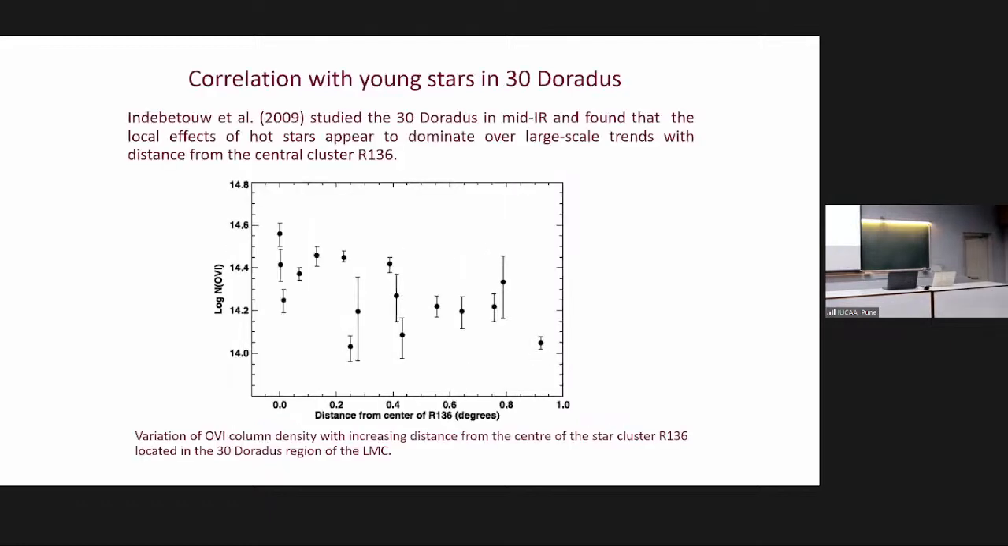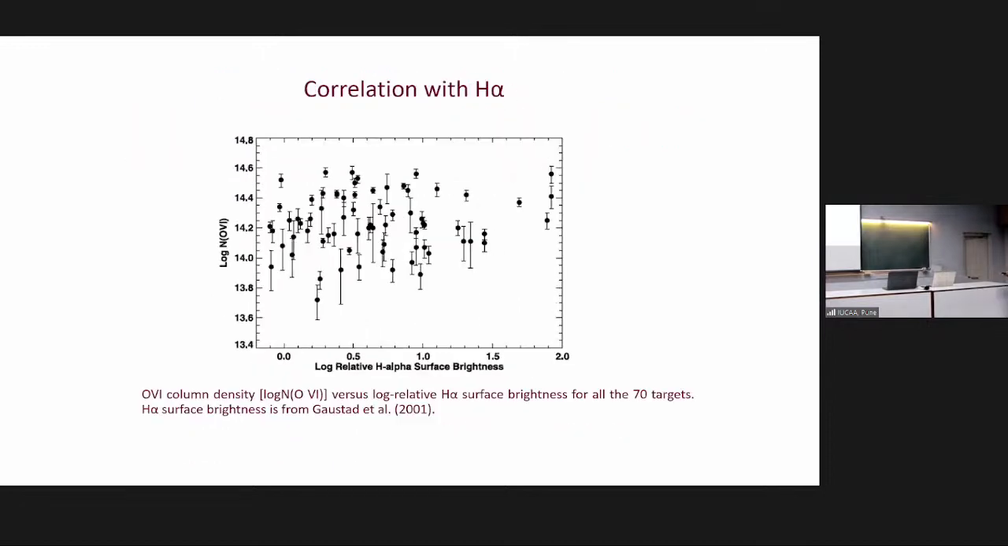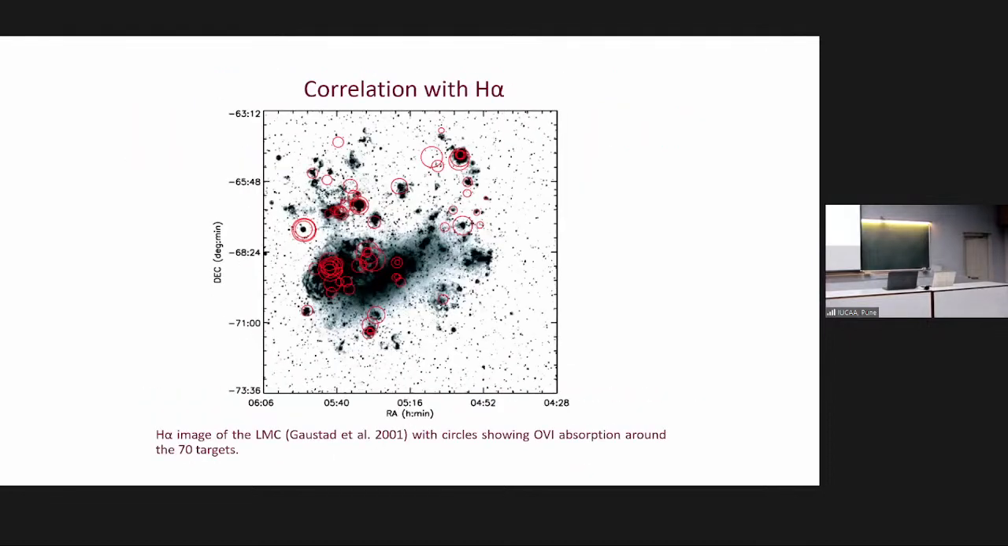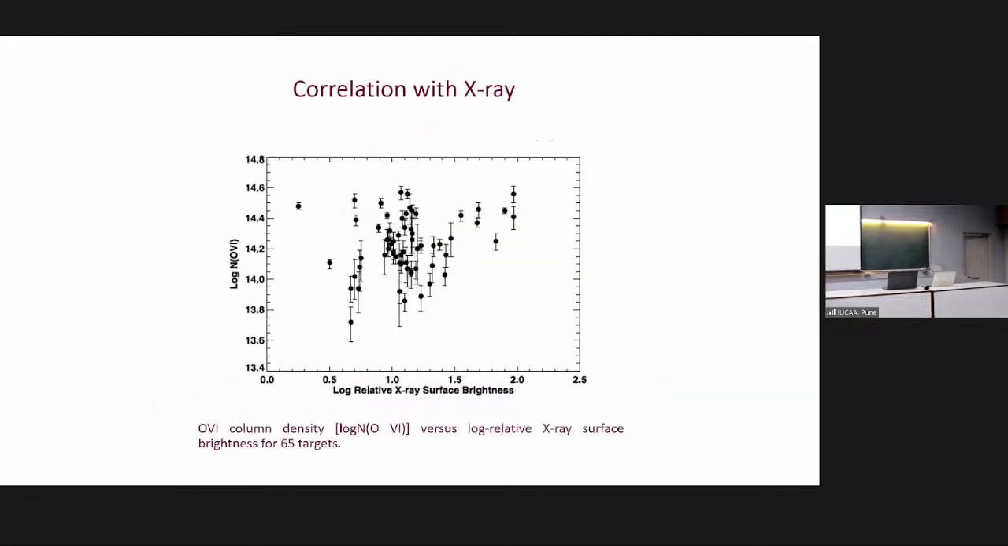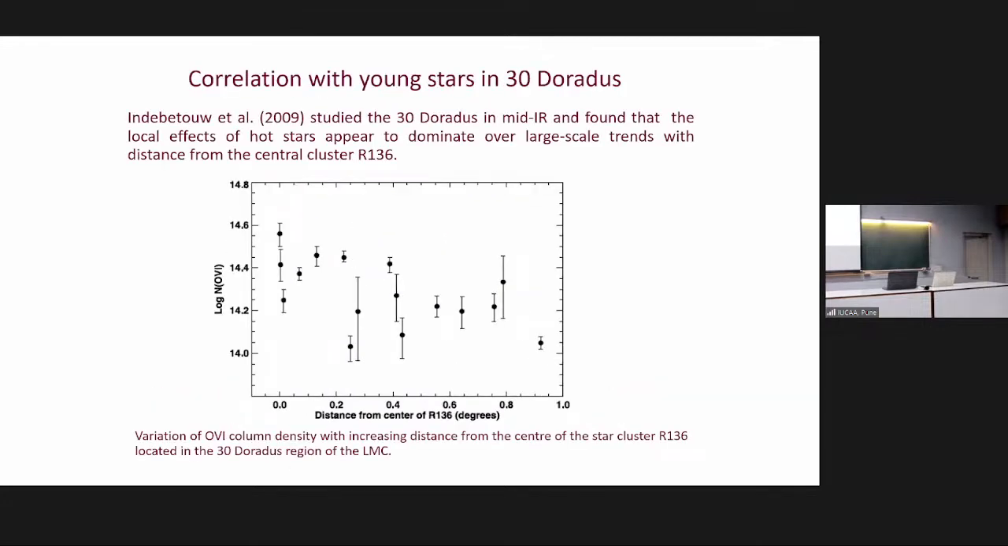Now here we went to 30 Doradus. 30 Doradus is a super bubble in the LMC. I can show you where it is, somewhere here. It has a star cluster known as R136, which has very young stars. There are a lot of young stars, and young stars will be emitting a lot of high energy photons.